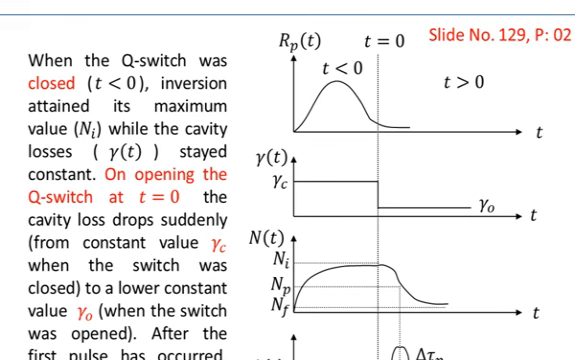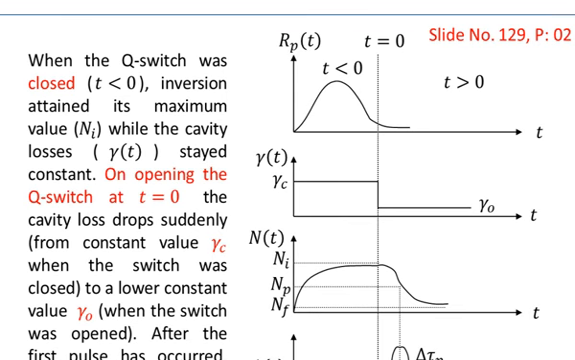Now let's go further and read this paragraph. When the Q switch was closed, before the time t is equal to 0, the inversion attained its maximum value Ni, while the cavity losses gamma, as a function of time, stayed constant. On opening the Q switch at t is equal to 0, the cavity losses drop suddenly from the constant value gamma c when the switch was closed to a lower constant value gamma naught when the switch was opened.